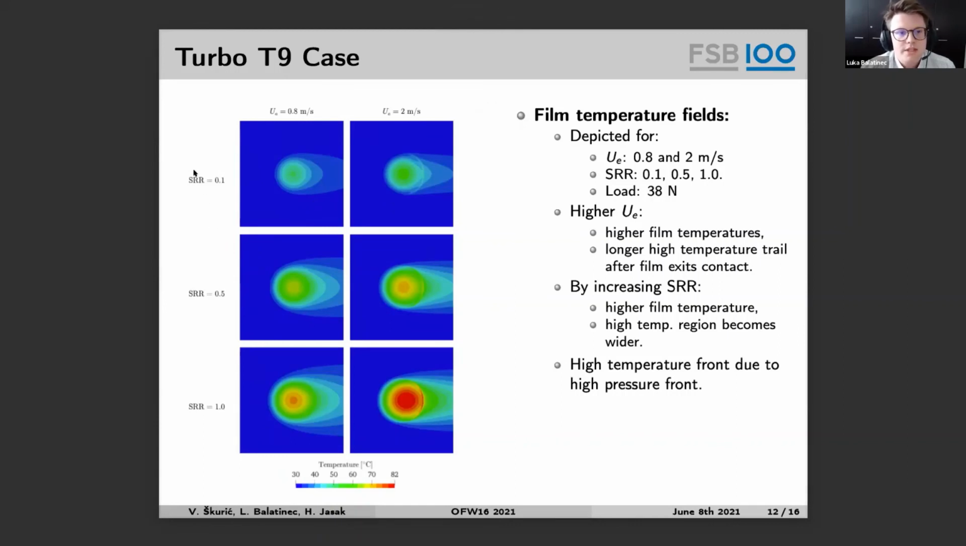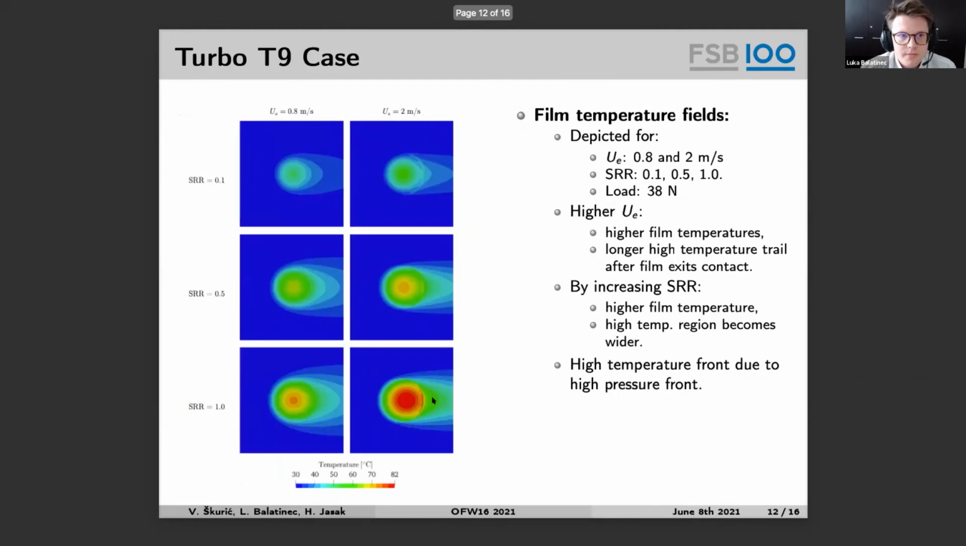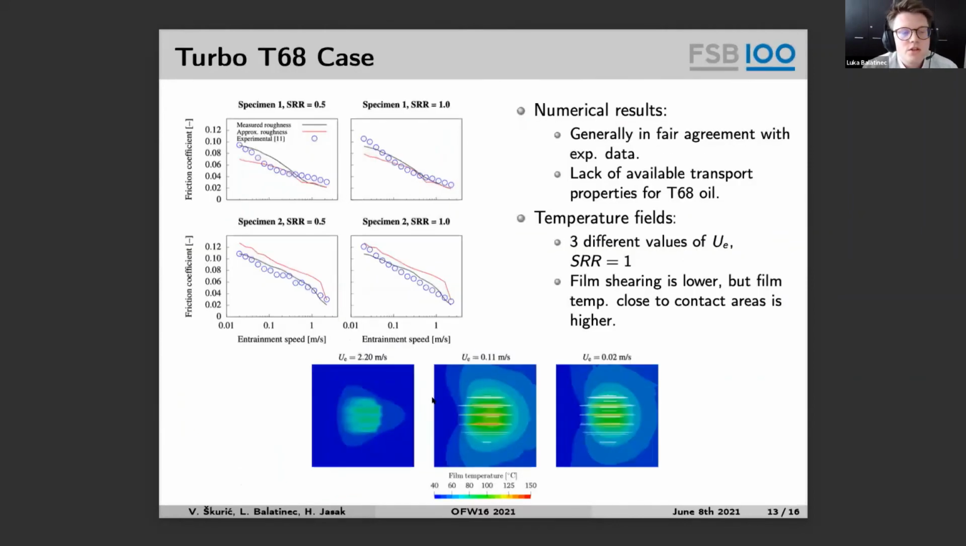Similarly, by increasing the slide-to-roll ratio, we also get higher film temperatures, but we also get a larger high temperature region. Also, it is interesting to note that we can see a high temperature front, but this is due to the high pressure front seen here. And lastly, we can see the results for the Turbo T68 case.